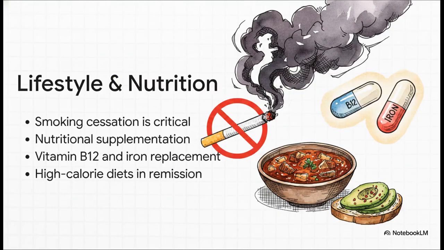But hey, medications aren't the whole story. Nutrition and lifestyle interventions are absolutely paramount here. Smoking cessation is absolutely critical. It is single-handedly the most important lifestyle intervention to prevent a relapse. And because of the severe malabsorption, patients usually require targeted nutritional supplementation, specifically getting vitamin B12 and iron replaced. We also push high-calorie diets during periods of remission, just to help them rebuild their strength.